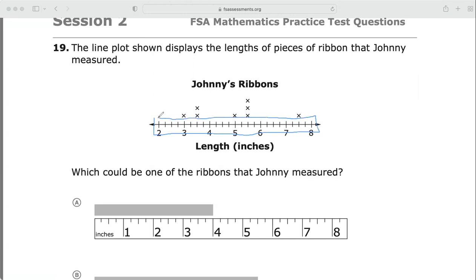Pretend it's a straight ruler. So one of them is exactly at 3 right here. And then this one right here is at 3.5. And notice if we're looking at this first answer choice here, it is at 4. Okay. Do we have an X at the 4? No. So let's look at some of the other answer choices.